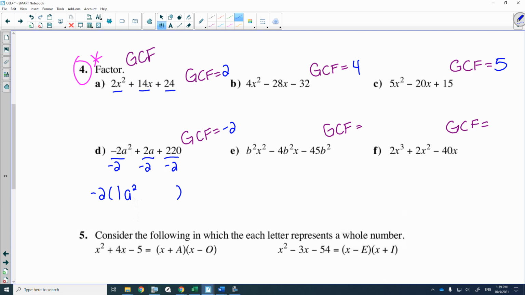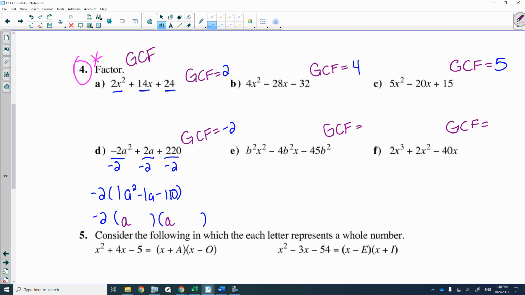So that would be -1a. Would this be a plus or a minus? Minus. Yep, positive divided by a negative is going to be a negative. 220 divided by 2 is 110. And then I'm just going to set this up and put an A at the beginning of each bracket. And then you'll figure it out which goes in.